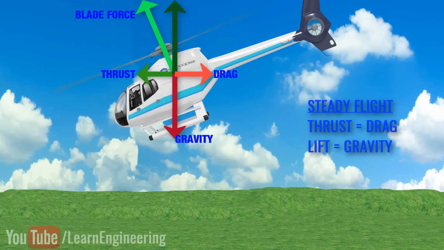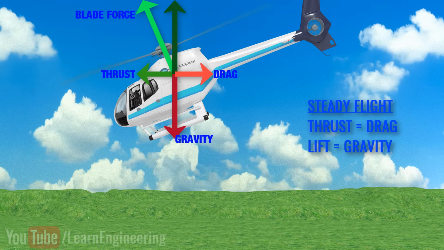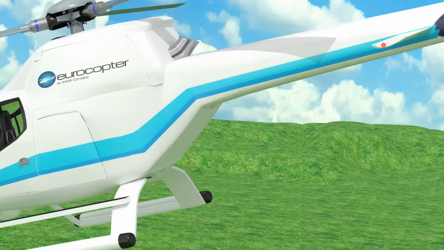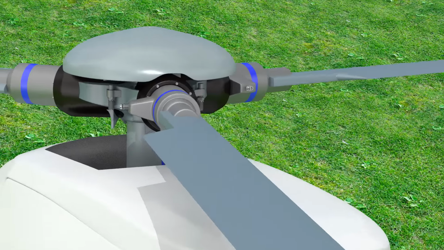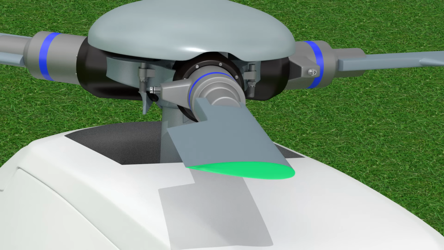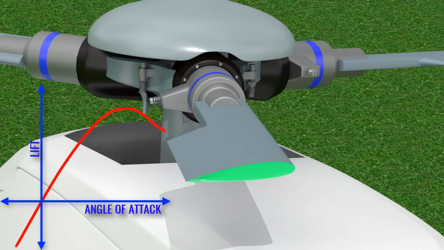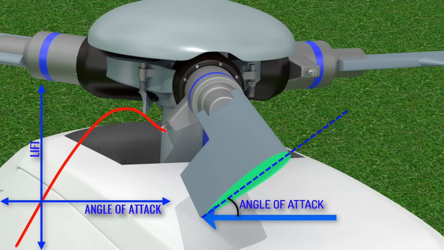Now the real challenge is how to turn the helicopter in the desired way. To learn the science behind helicopter turning, we need to learn more about the airfoil principle. The lift produced by an airfoil varies with the angle of attack. Generally, the greater the angle of attack, the more the lift.